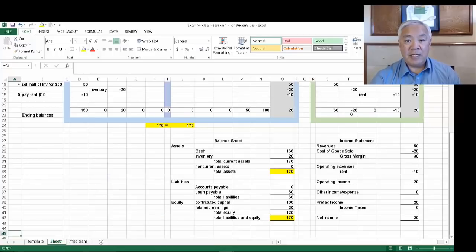Now normally we would generate the income statement first and then the balance sheet, but this particular example is so simple I just went ahead and started with the balance sheet since it had more action. Proper form would have been to do the income statement first. So we're good to go? Perfect.